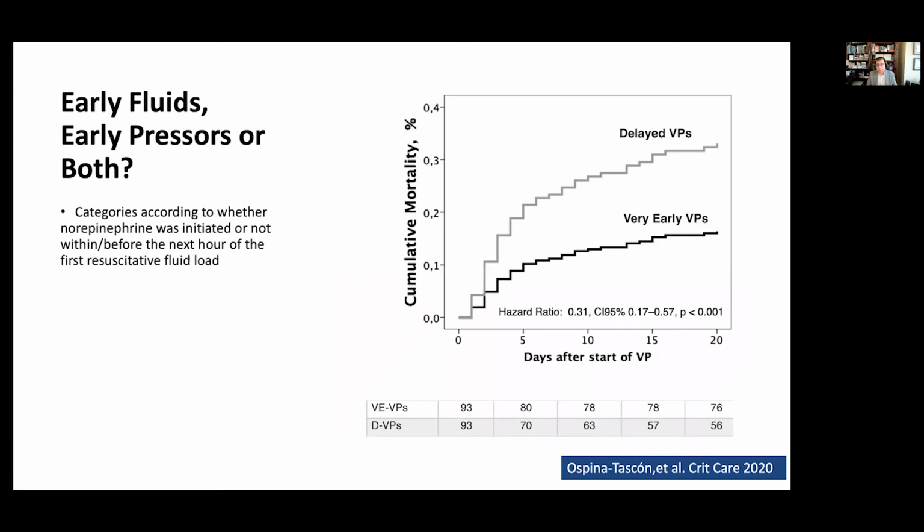There has been some research, though. This is some prospective work that was performed that actually did show that very early vasopressors, initiated before the next hour of the first resuscitative fluid load, meaning when norepinephrine was started before the next hour of the first initiation of the fluid load, led to a significant improvement in survival probability compared to delayed or standard vasopressor management in patients with septic shock.